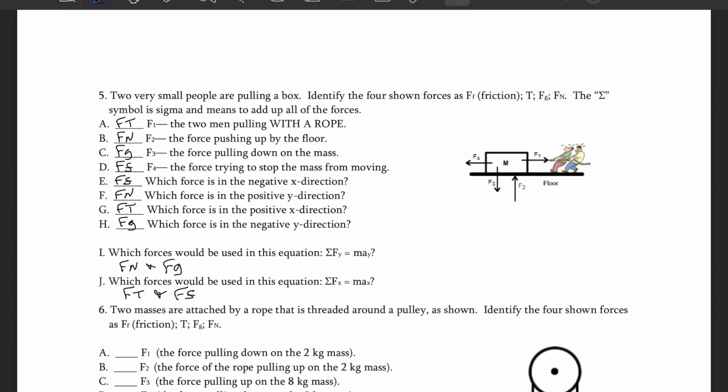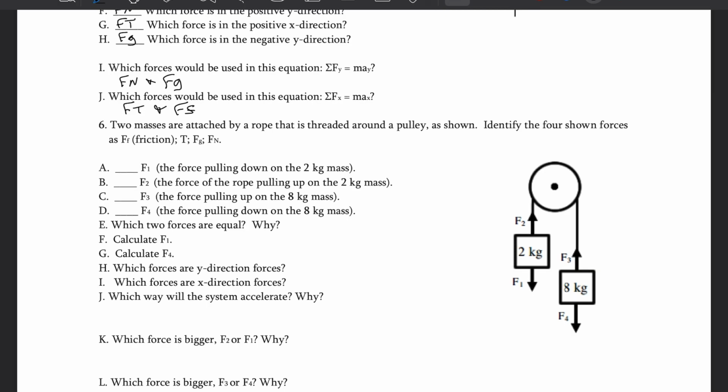Two masses are attached by a rope, threaded through a pulley. Identify the four forces. Okay, we've got tension, gravity, and normal. There's no normal, so that won't be an answer. F1, that's gravity. F2, tension. F3, tension. F4, gravity.